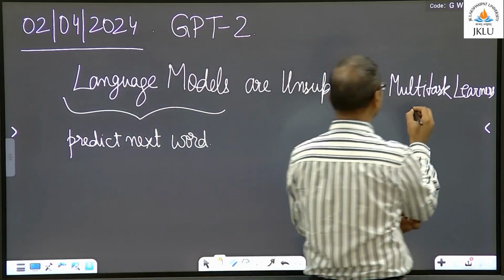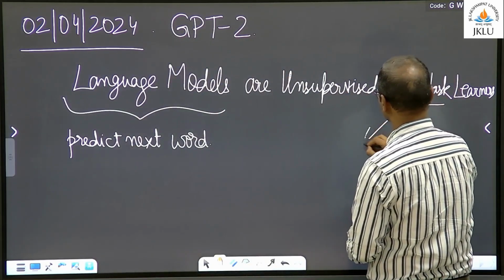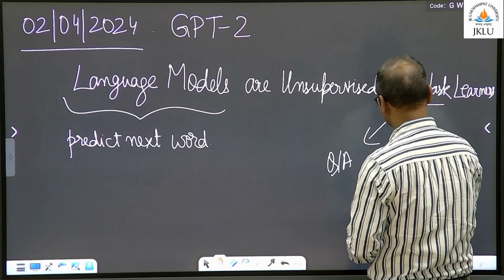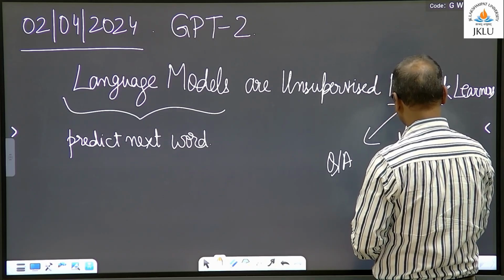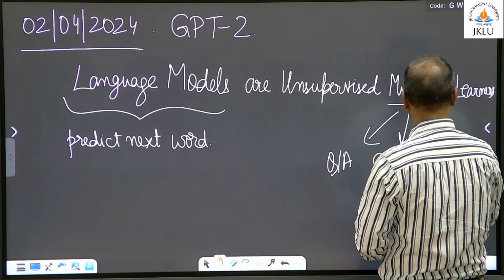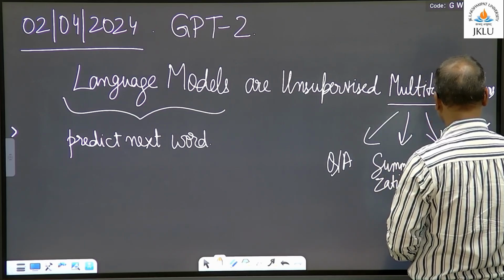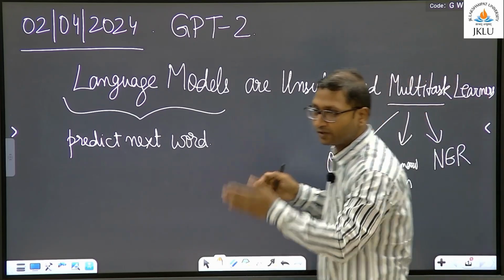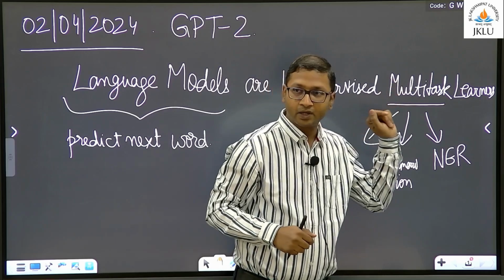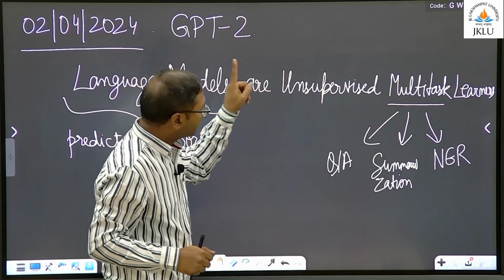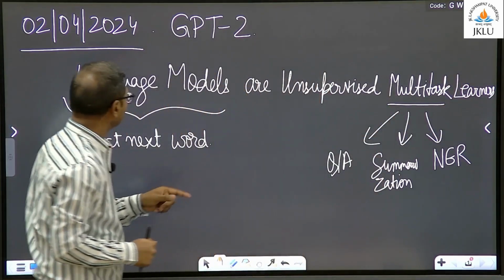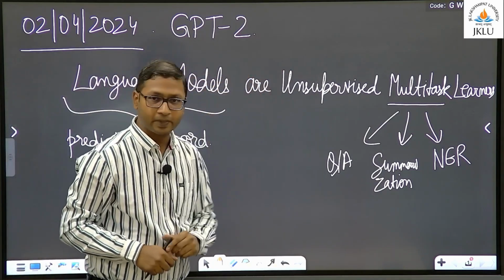Right. So, multitask means you can talk about question answering, you can talk about summarization, for example, you can talk about NER, you can talk about so many other different natural language tasks, right. So, unsupervised multitask learners, we do not need to decode that much, but language models are unsupervised multitask learners.